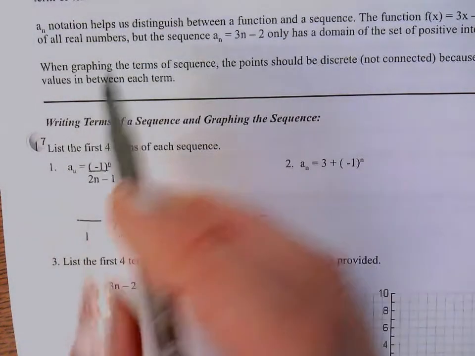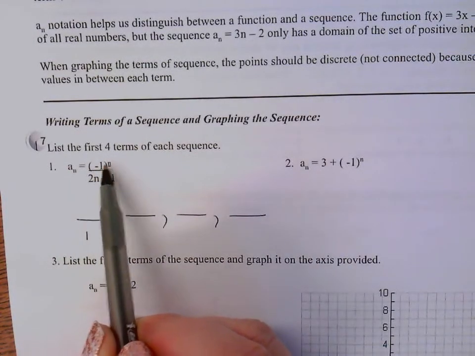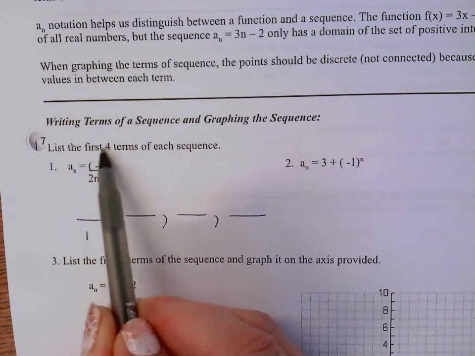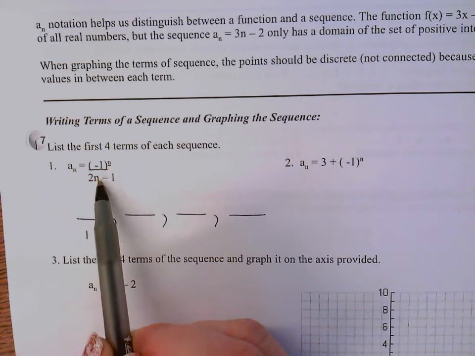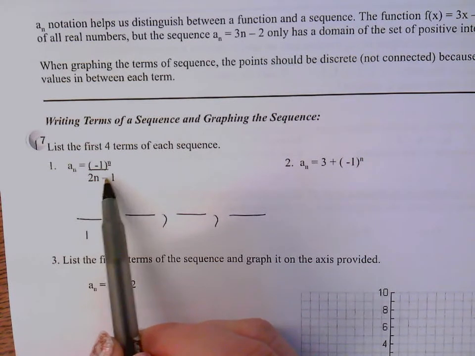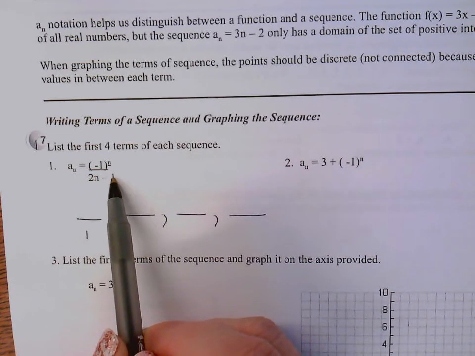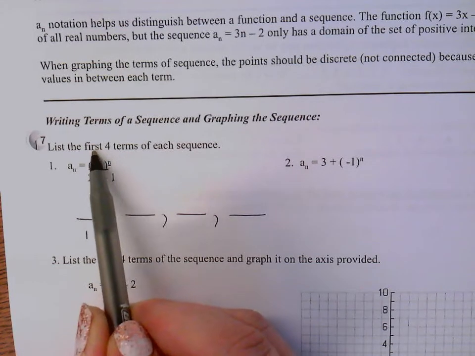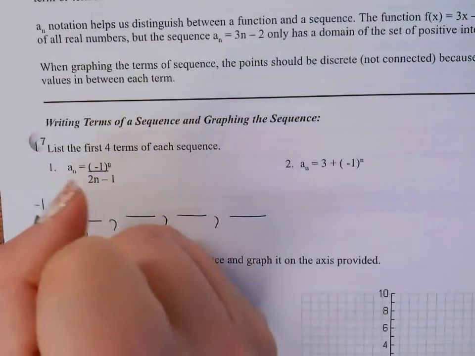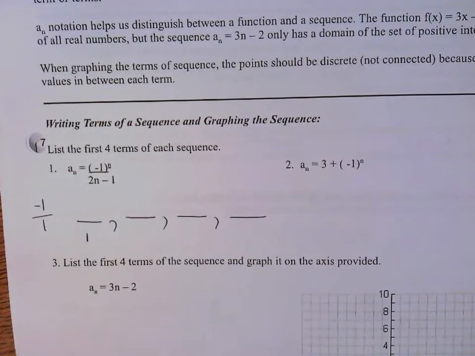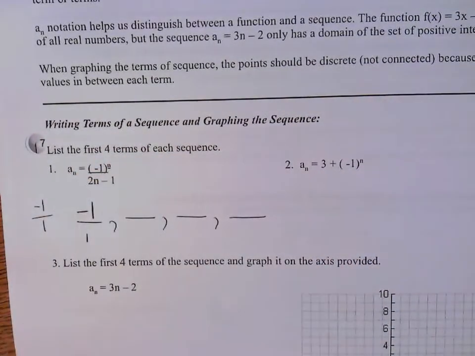So I would get what? -1 to the first power is still -1. And then 2 times 1 is 2. Minus 1 would be 1. So I've got -1 in the numerator, and you could write this out, right? -1 in the numerator, +1 in the denominator is -1 as my first term in this sequence.